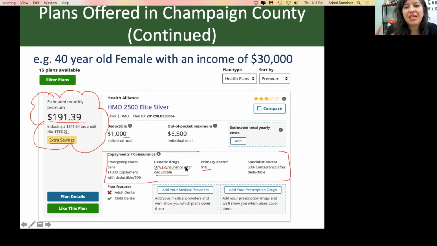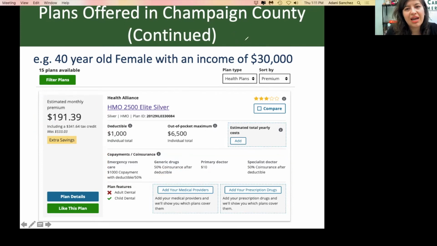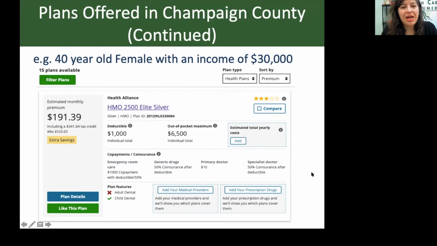So this is going to be the work that folks will have to do when they go onto the marketplace, is just looking at these plans, seeing how they compare to each other, and then taking into account what each person needs based on their usage of medical services, based on what they're looking for. So it's really just going to vary depending on the person.